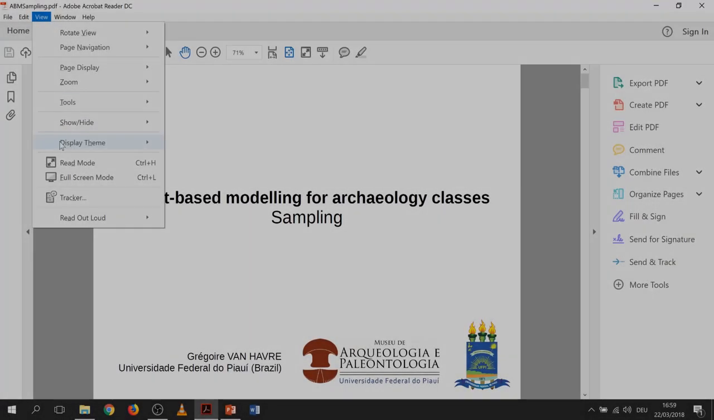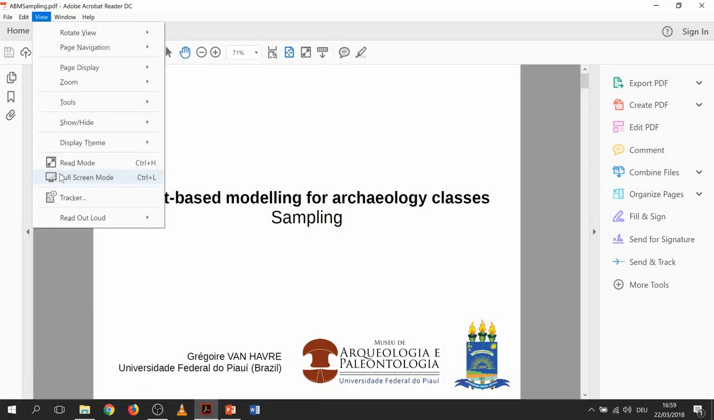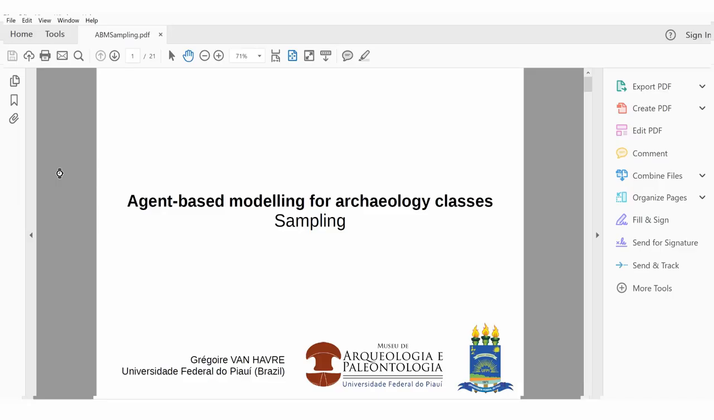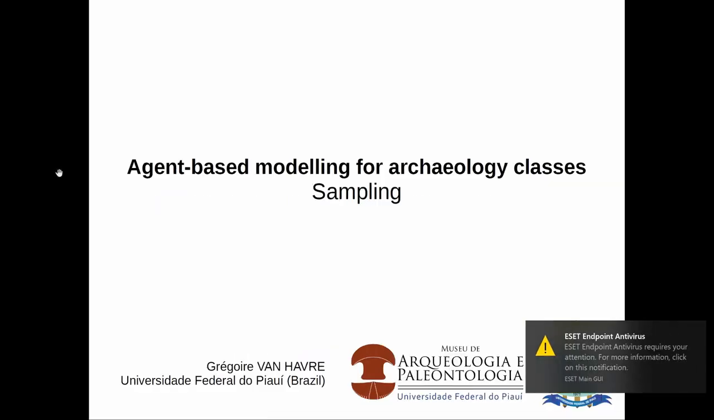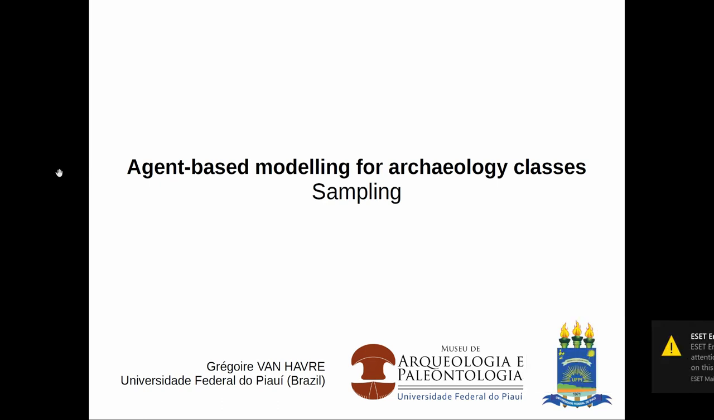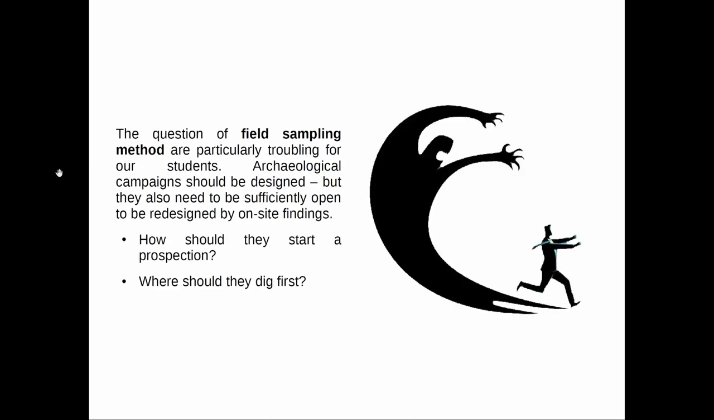So the idea to bring agent-based modeling to the classroom comes from a discussion we had last year at the CAA in Atlanta. And the choice of using sampling as a subject comes from a very important existential, traumatic question I noticed among my students. That is, when you plan your excavation, where exactly do you start?